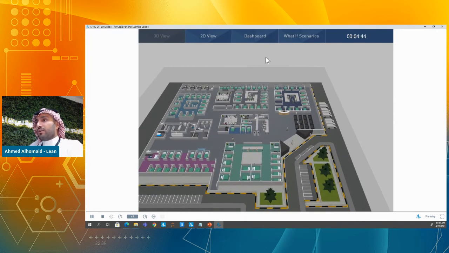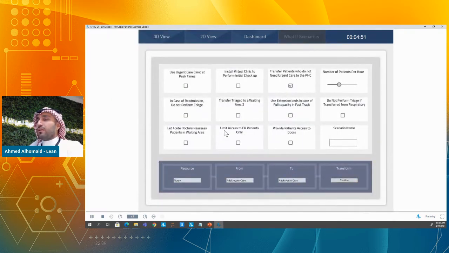This could impact the waiting time, but it could not. Possibly the number of people who do not need urgent care in one hospital is not high, so it wouldn't impact the crowding or the overall average length of stay. But there is a scenario that can test that. In addition, another scenario is using an urgent care clinic at peak times.